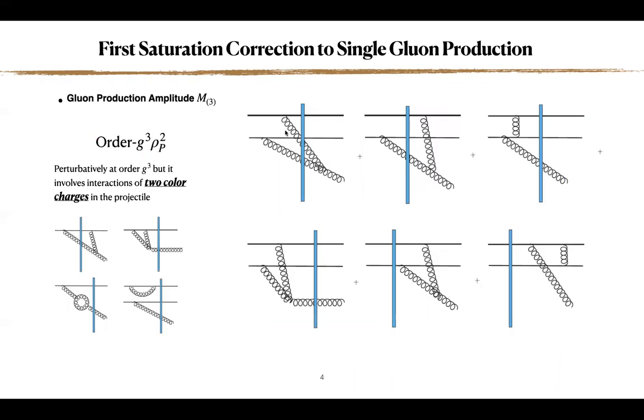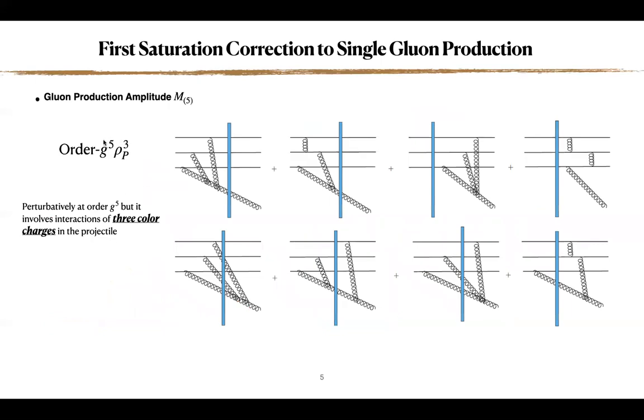At third order in the coupling constant, we have three gluon interaction vertices on the projectile, but we need two color charges. We do not take into account diagrams like these. We have three interaction vertices, but there's only one color charge. These diagrams will be subleading when the color charge of the projectile is large.